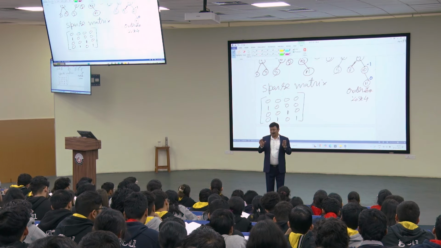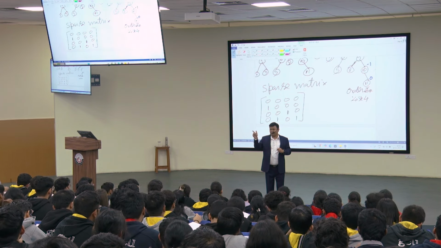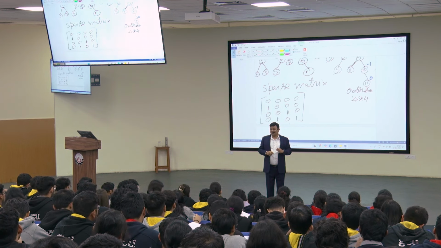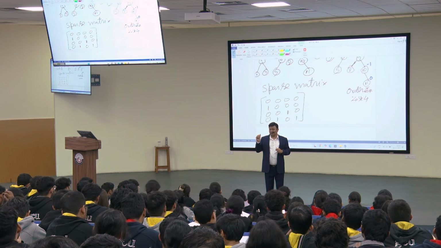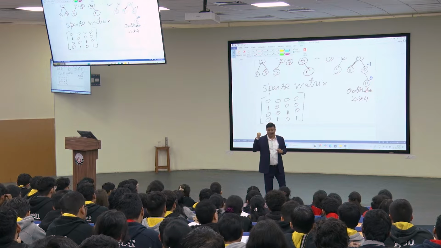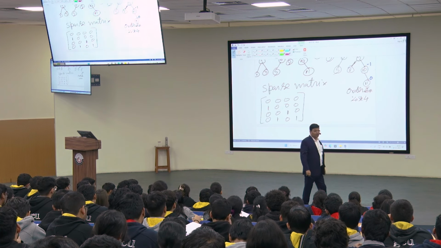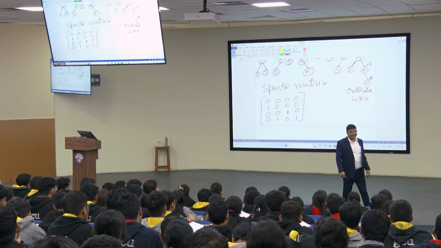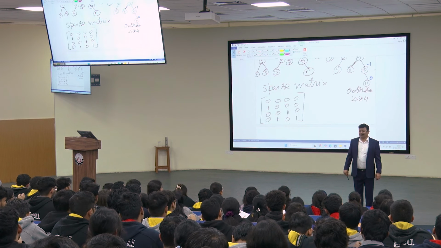Okay. So what are you storing? You are storing row number, column number, and element. So how many entries will you have in normal matrix representation? There are 4 rows and 4 columns. In total, there are 16 elements.